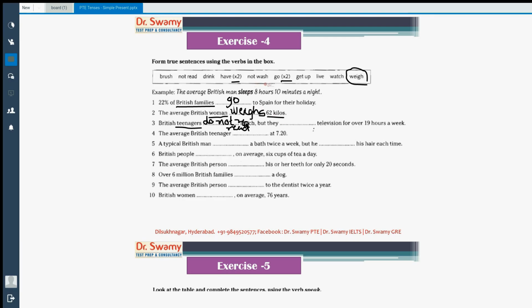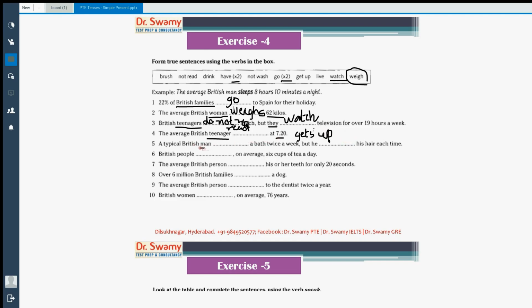But they. What is it that we have? Yes, watch. But they watch. So the answer is watch. You don't have to add s to the verb because it is they. So the average British teenager, in this case it is singular. The average British teenager gets up at 7:20. So what can you use? Gets up. Because it is singular, you have to add s to the verb. And so it is gets up.